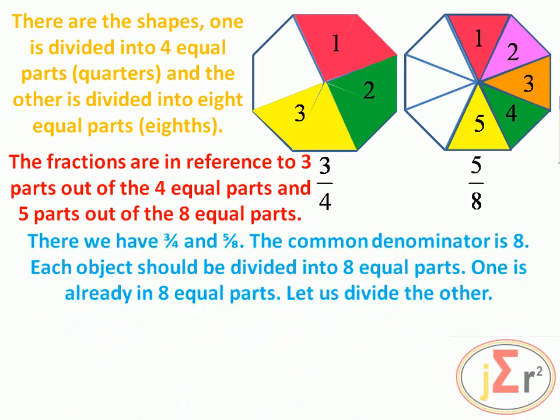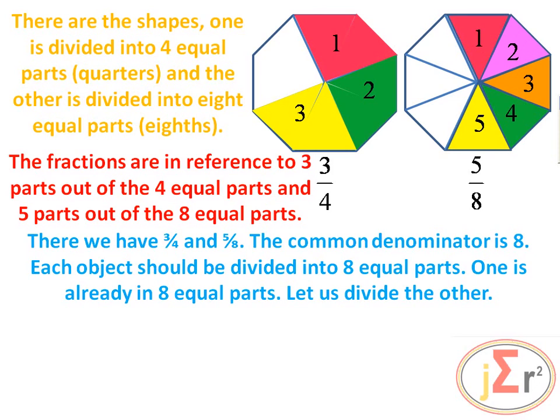The common denominator is 8, as we determined on the previous slide. Each object should be divided into 8 equal parts. Why is it that both objects should be divided into 8 equal parts? Because 8 is the common denominator. 8 is the LCM of the 2 denominators. Therefore, in adding the fractions, each one of those objects must be divided into 8 equal parts.